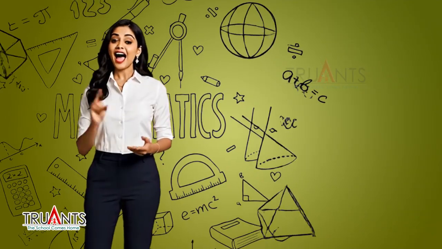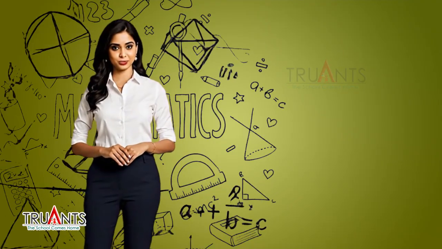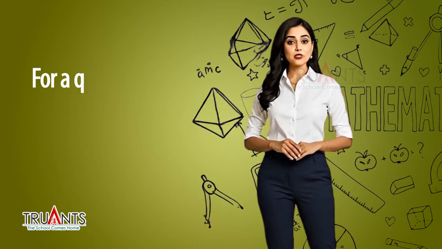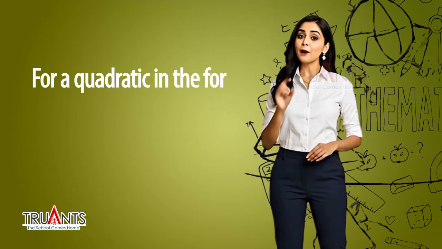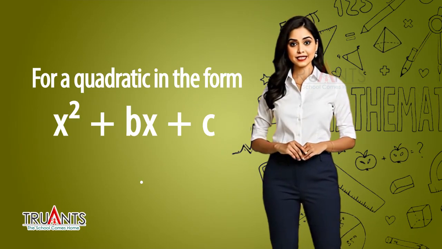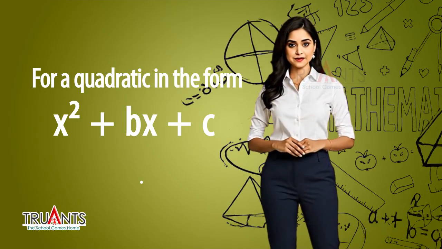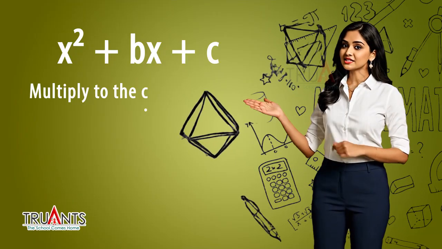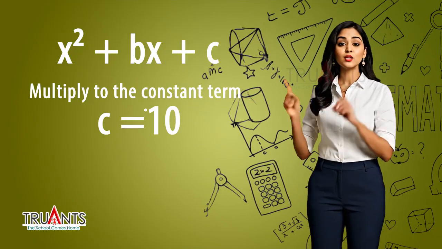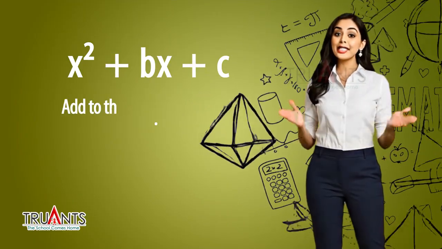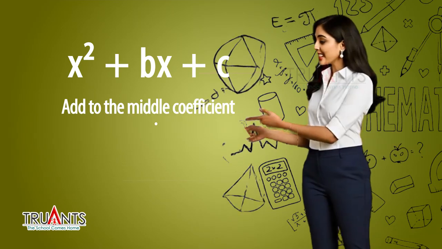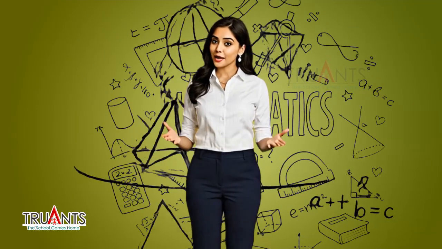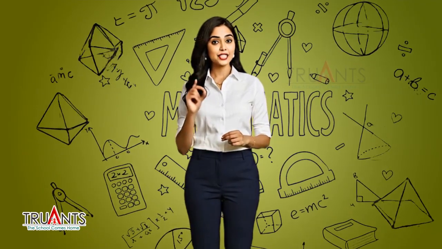Step 1. Identify the numbers you need for this process. For a quadratic in the form x squared plus bx plus c, you must find two numbers. Multiply to the constant term c is equal to 10. Add to the middle coefficient b is equal to 7. So, we need two numbers that multiply to 10 and add to 7.